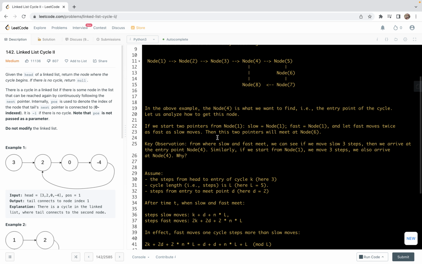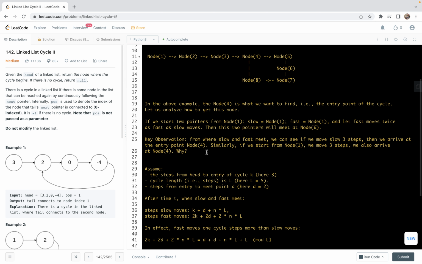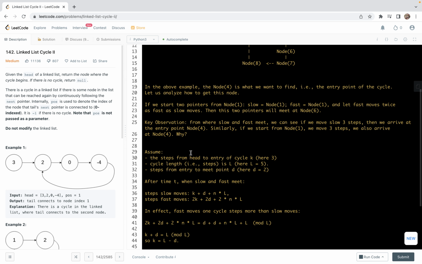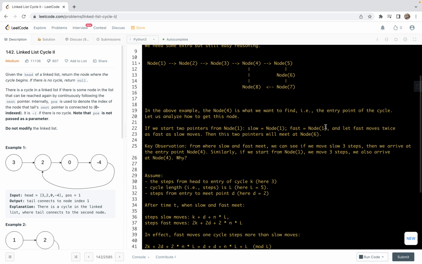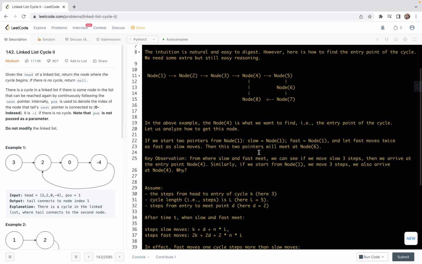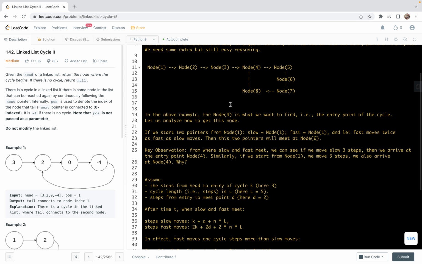So here, let's introduce some symbols to analyze. What we want to explain is the observation. From where the slow and the fast meet, if we move slow 3 steps further, because they meet here, slow moves 1 step, 2 steps, 3 steps, we will arrive at the entry point 4. Similarly, if we start from the head, move 3 steps, 1, 2, 3, we also arrive at this entry point. So here we want to explain why.